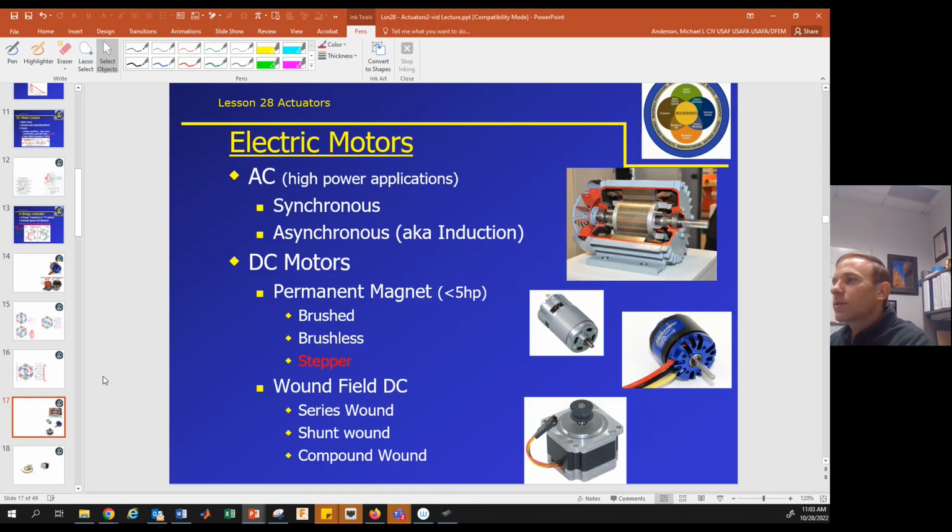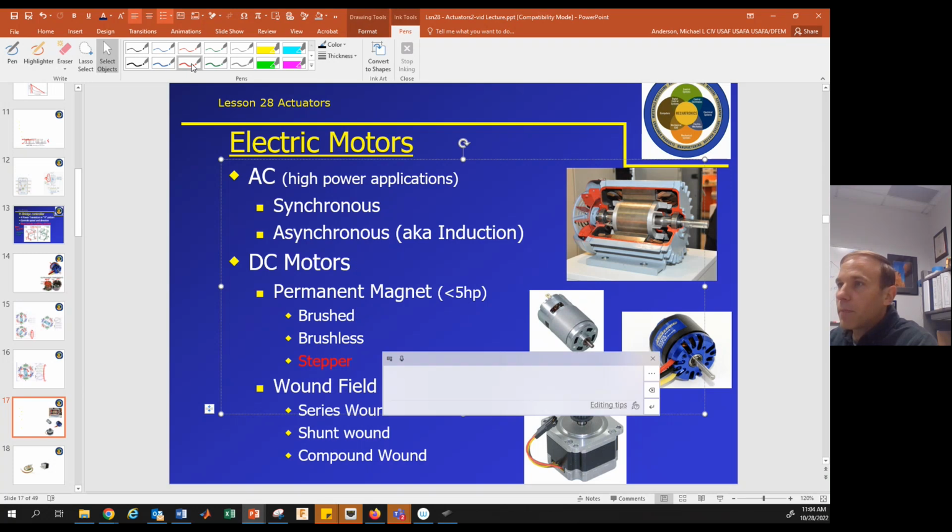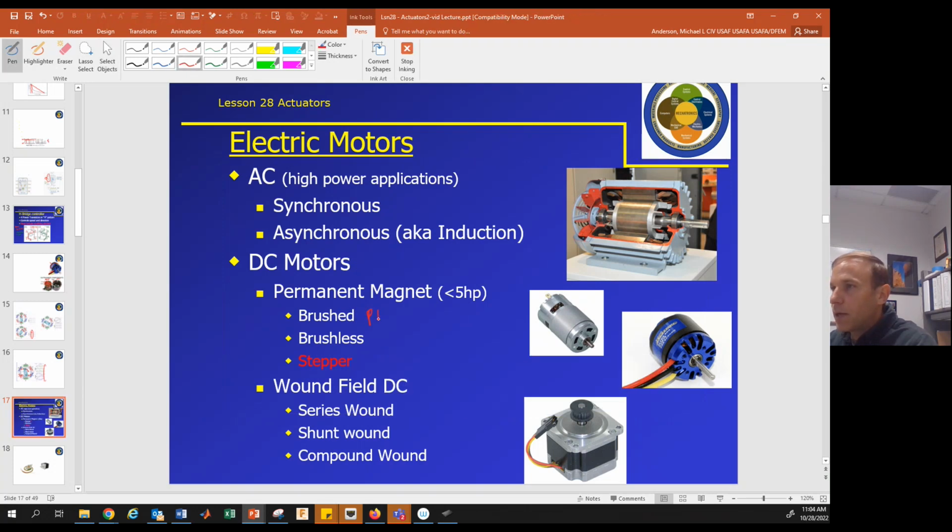Okay, so let's move on and talk about a new type of motor, and that is a stepper motor. We've heard talk about this. We're going to play with these in the lab. This is another type of permanent magnet motor. We've talked about brushed permanent magnet motors. This is your PMDC. This is brushless, which you just talked about, and then there's stepper. Earlier in this lecture, I talked about the wound field motors, and we won't talk about those anymore.